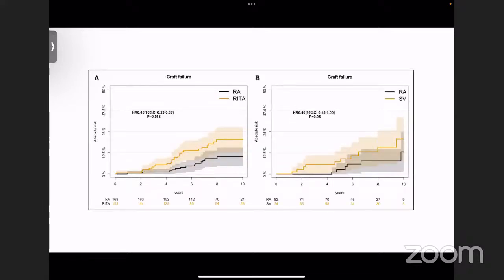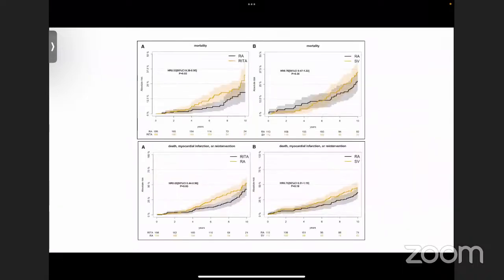So we can see here the graft failure, the RA versus the RETA. It's not important. On the right here is the SV versus the RA. And there was a significant graft failure with the saphenous vein, around 20% as we could see at 10 years, and then around 13% for the radial. Again, just stick to the right side over here.